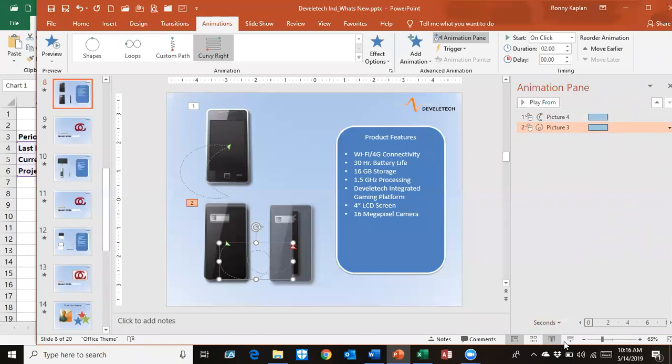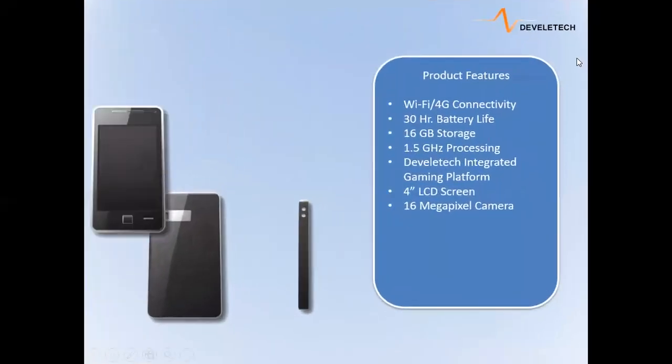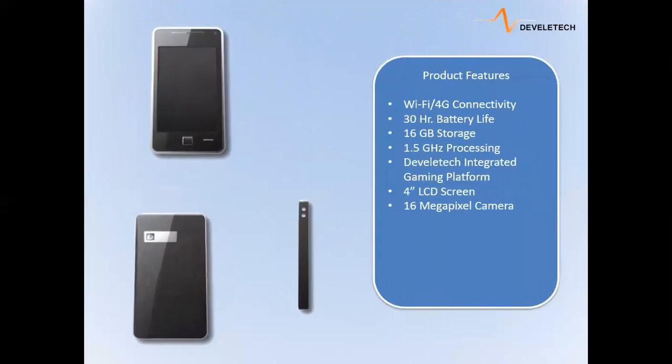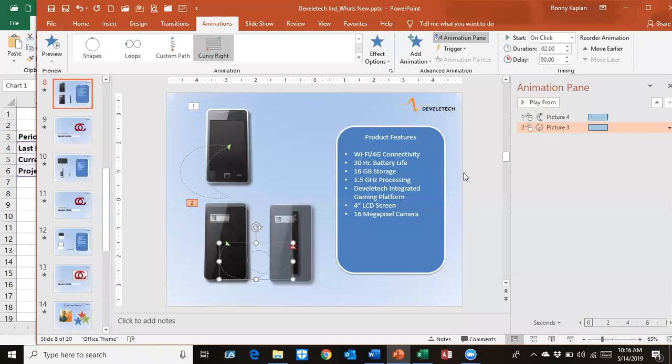And if I were to run the slideshow from here, and I didn't put any timing, so it's on a click. So there's the first motion path, and here's the second one. So you can have things moving in whatever direction and path that you like. Okay. So those things are obviously PowerPoint.